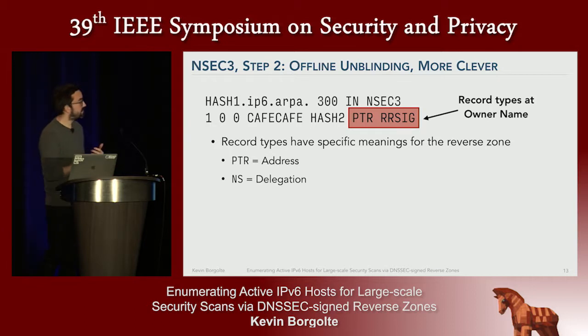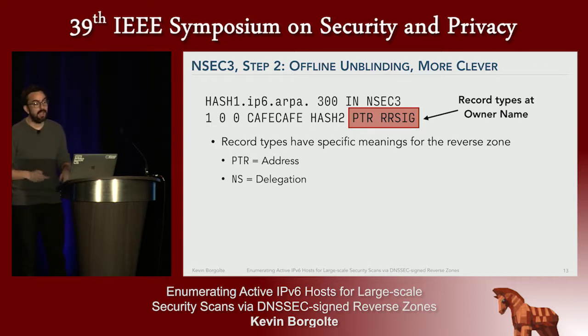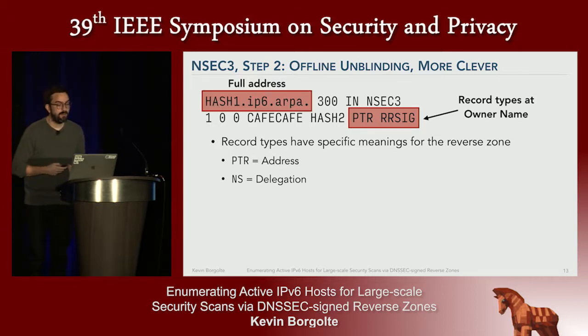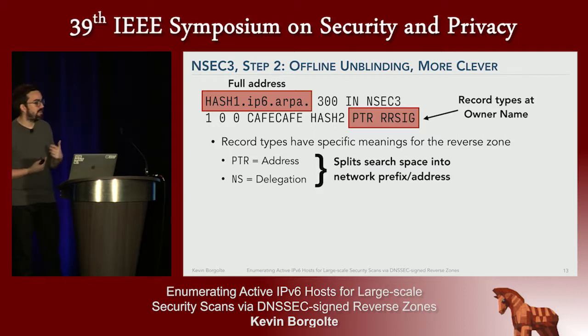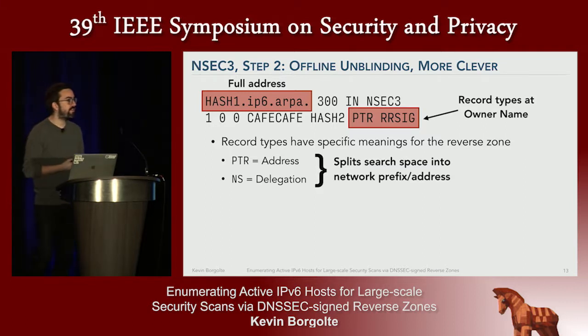So in this case, if you look at the top of the slide, hash1.ip6.arpa actually points to an IP address. So we know that it's going to be a specific IP address, and we might also be able to determine a prefix previously. And this allows us to split the search space into a search space for network prefixes, as well as a second search space that we can use for full addresses.